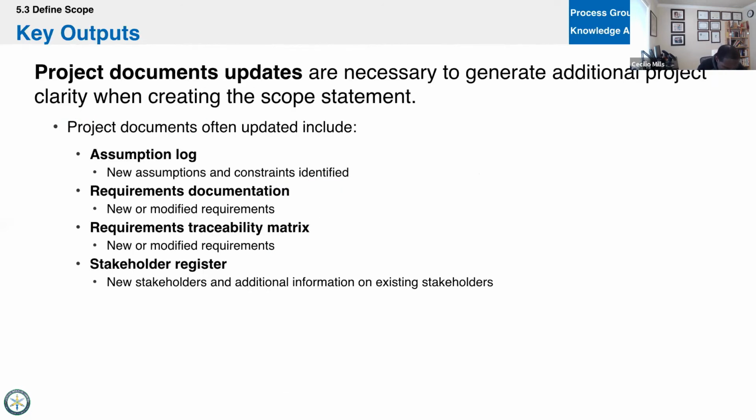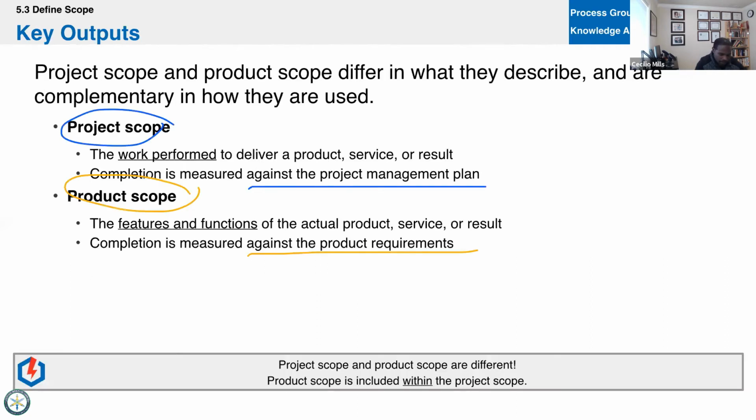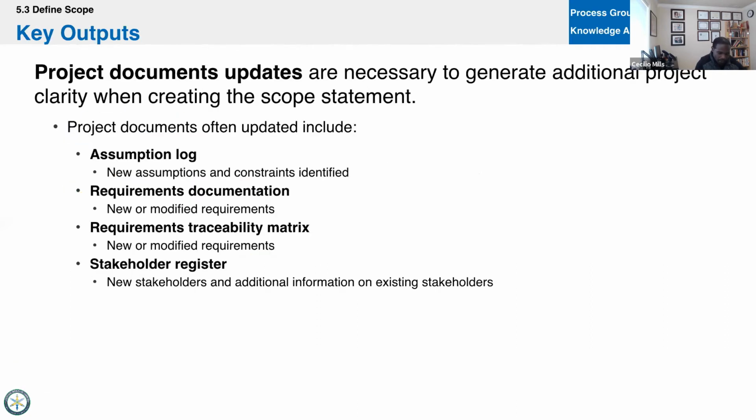Key outputs here. We might update some project documents, right? We're talking about key outputs. We have the scope statement, and now we're talking about document updates. You may not get document updates. Anytime you see updates, there's document updates, there's updates to the project management plan. There's also change requests that we'll see sometimes as outputs. Those are always potential. Based on what you're doing in this process, you could potentially get some updates to documents.